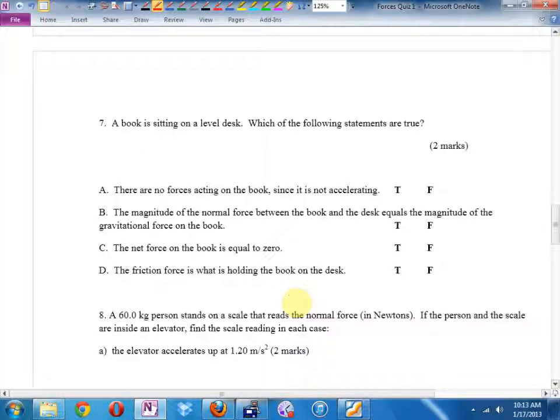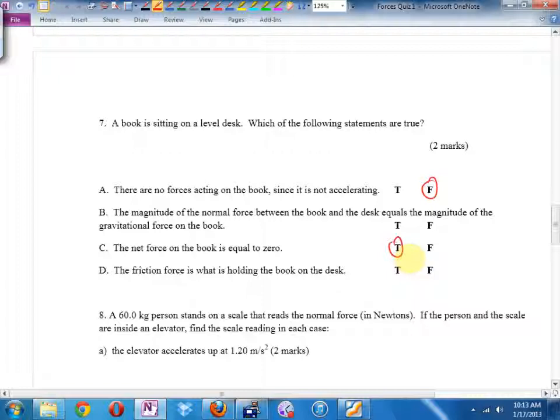A book is sitting on a level desk. Think your binders. Which of the following statements are true? There are no forces acting on the book since it's not accelerating. True or false? What forces are acting on the book? Gravity and? No. Oh, so the net force is 0. That's what I could say because it's not accelerating. Oh, in fact, I could say that for part C. The net force is 0. That's going to be true.